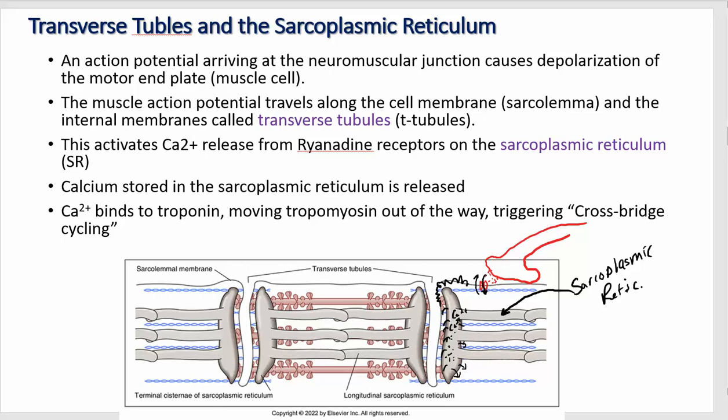Remember that subunit on the troponin called the troponin C? The calcium binds to troponin in that area, which causes it to move tropomyosin out of the way, which triggers that cross-bridge, something called cross-bridge cycling, which we're going to talk about in a couple of slides. Okay, so we're getting somewhere now.